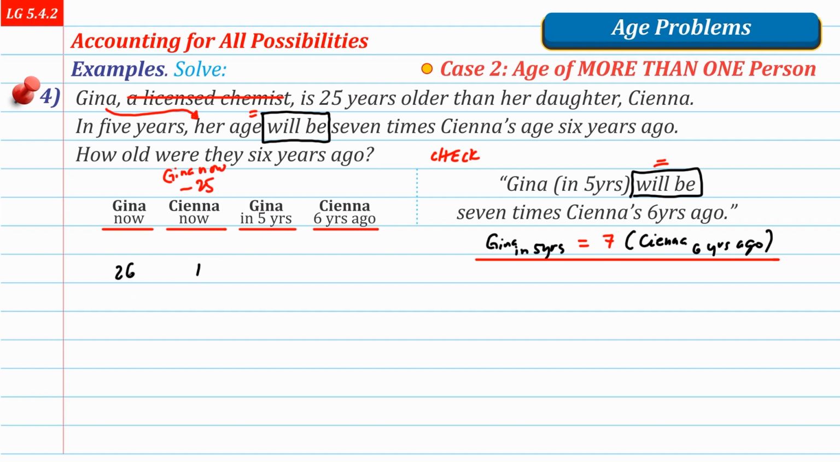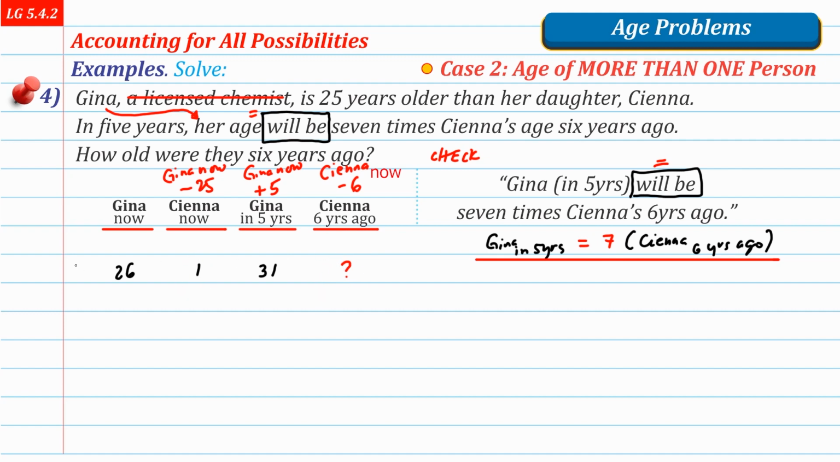Very good. 26. Okay. Now, Gina in 5 years. Ano si Gina in 5 years? So, it's Gina now. Ano gagawin mo para makuha in 5 years? Plus 5. Okay. Next, Shena. How do you get Shena? Diba it's Shena 6 years ago? Minus 6. Gina in 5 years is 26 plus 5. 31. Now, Shena 6 years ago. Shena, question mark. Alangan naman, di ba, guys? Minus 6, 1 year old, minus 6.